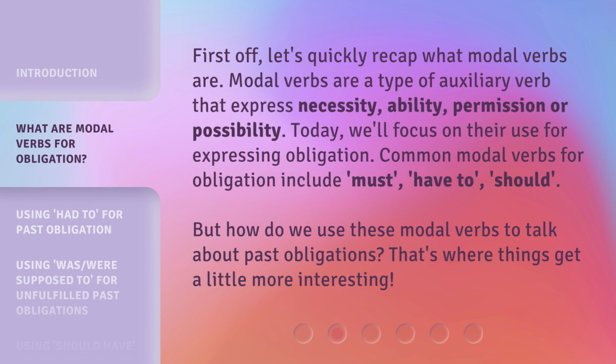First off, let's quickly recap what modal verbs are. Modal verbs are a type of auxiliary verb that express necessity, ability, permission, or possibility. Today, we'll focus on their use for expressing obligation. Common modal verbs for obligation include must, have to, should. But how do we use these modal verbs to talk about past obligations? That's where things get a little more interesting.